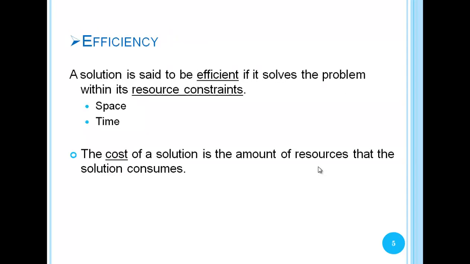Now let us talk about the efficiency of data structures. A solution is said to be efficient if it solves the problem within its resource constraints. That is, a solution is said to be efficient if it meets the space constraint and the time constraint. The cost of a solution is the amount of resources that the solution consumes.